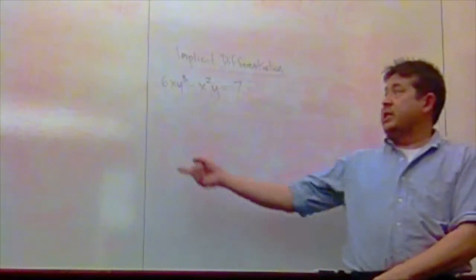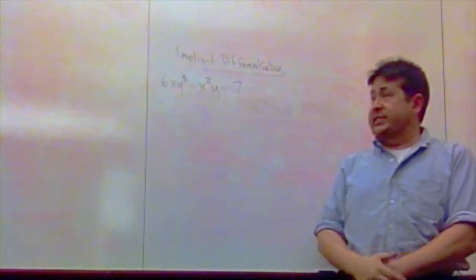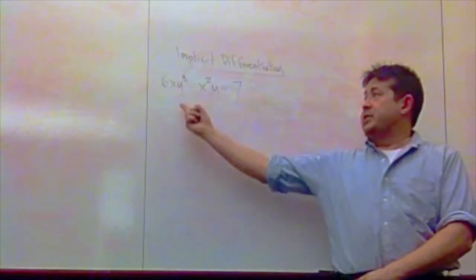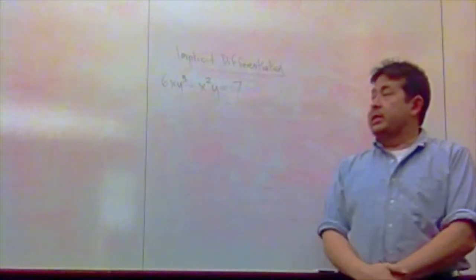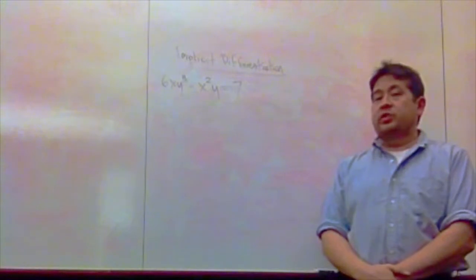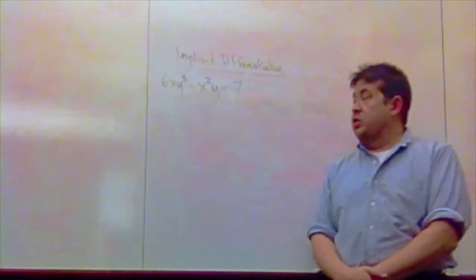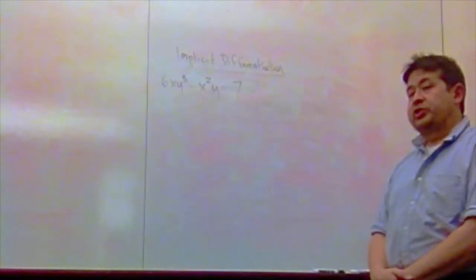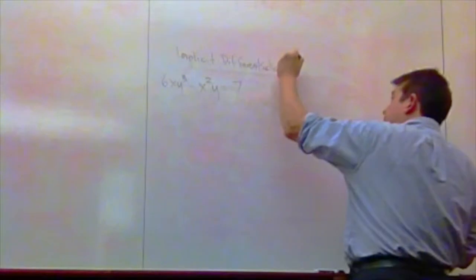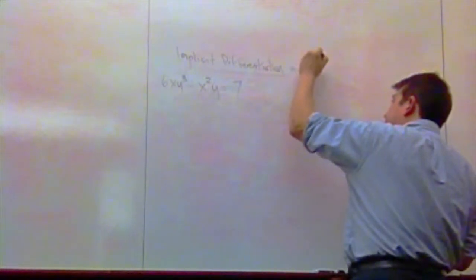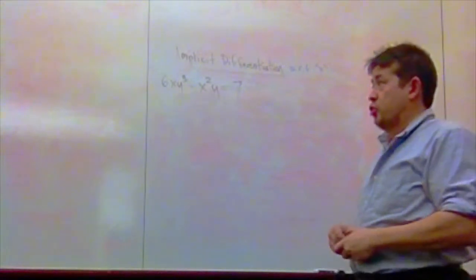complicated function that is based on 2 or more variables, and it's not easy to set up as y equals or x equals an equation. What we can do is use what's called implicit differentiation. The way that works is we'll do the first derivative with respect to x.